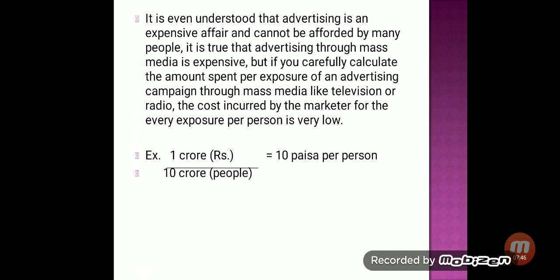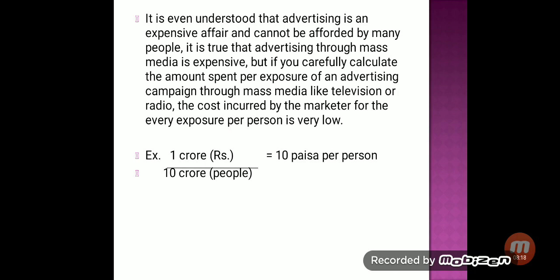It is even understood that advertising is an expensive affair and cannot be afforded by many people. It is true that advertising through mass media is expensive, but if you carefully calculate the amount spent per exposure of an advertising campaign through mass media like television or radio, the cost incurred by the marketer for every exposure per person is very low.